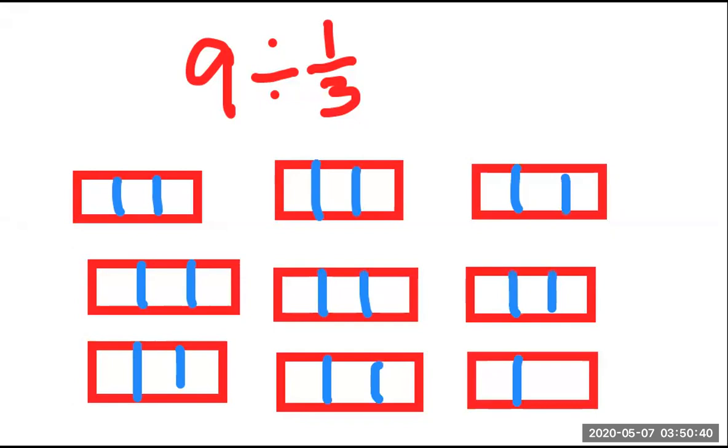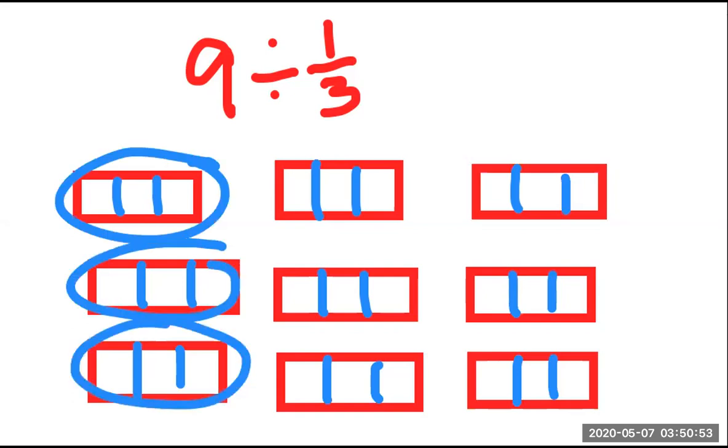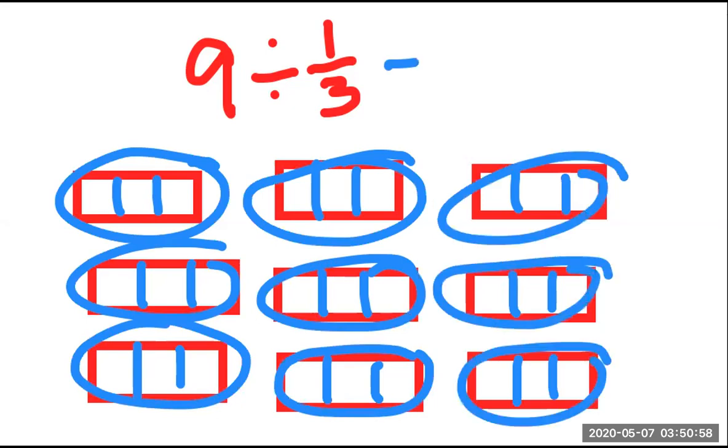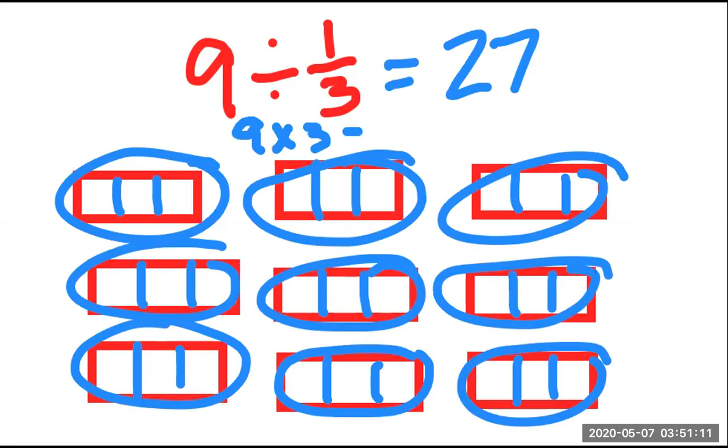So I have 3 equal parts in each of the whole rectangles, right? So how many 1/3 are there? Well, there's 3 here, 3 here, 3 here, 3, 3, 3, 3, 3, 3. So really we have 27 1/3. And if we wanted to make this a multiplication problem, it's like saying 9 times 3 is equal to 27 because there were 3 1/3 in each of the rectangles.